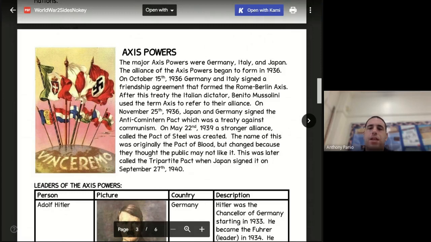On November 25, 1936, Japan and Germany signed the Anti-Comintern Pact, which was a treaty against communism. On May 22, 1939, a lot of dates, don't worry about them. On May 22, 1939, a stronger alliance called the Pact of Steel was created. The name of this was originally the Pact of Blood, but changed because they thought the public might not like it. Yeah, when you say blood, it sounds a little threatening. This was later called the Tripartite Pact when Japan signed it on September 27, 1940.